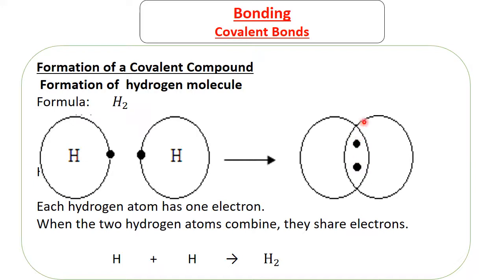So when they combine, we show the combination by the intersection. So we're going to show the shells overlapping like this, and then in between we're going to show the electrons that have been shared. So this hydrogen has 2 and this hydrogen atom has 2. Therefore, they are stable, and this is a bond.